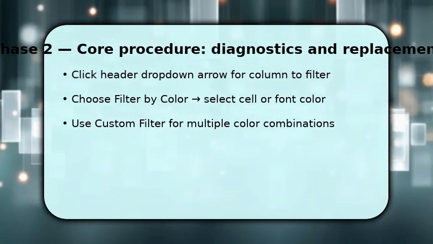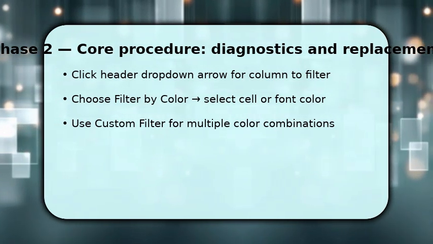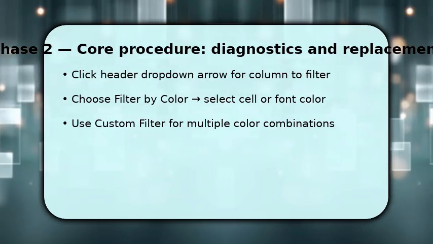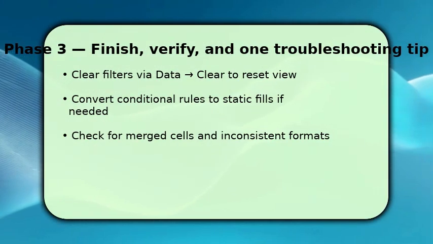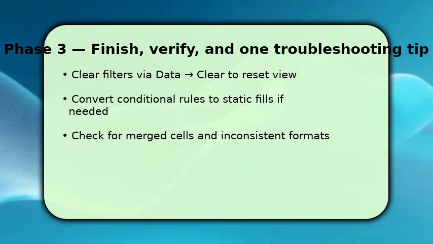Finish by reviewing the filtered subset to confirm it matches expectations. If it's correct, you can copy or export the results. When done, clear filters via Data > Clear, or toggle the filter button to remove drop-downs.